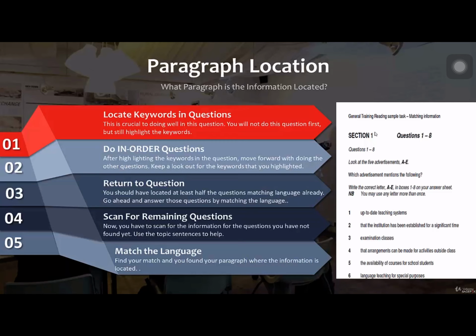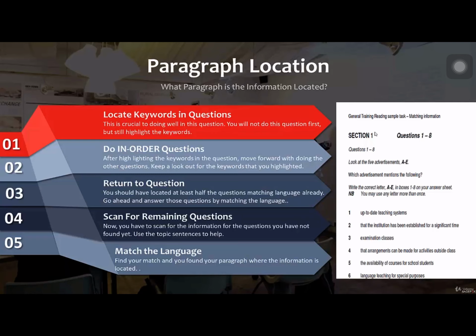You're doing that because it's going to give you a great opportunity to look at the information in all the other paragraphs, because you are doing these questions that go in order. Also, you're going to keep your eyes open for any of those keywords you've highlighted in the paragraph location question. Then you're going to return to the paragraph location question, and probably you would have already found the language that might match numbers 1, 3, 4, and 5.